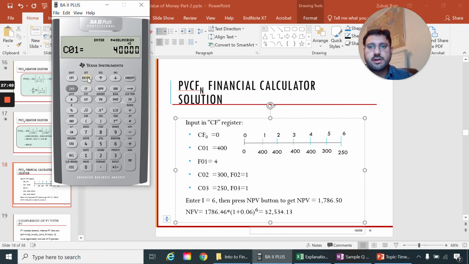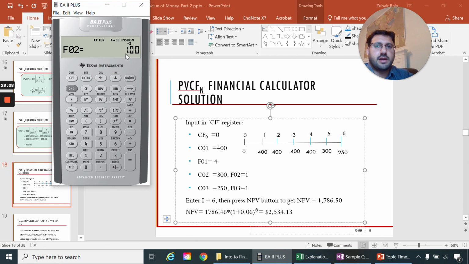So 400, enter, first unique cash flow. How many times did 400 appear? 4 times. So the frequency is 4. Enter. What is the second unique cash flow? 300. Enter. And how many times does it come? 1. By default, it's already 1. It does not matter if you press enter or simply go down.